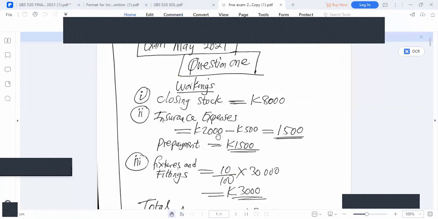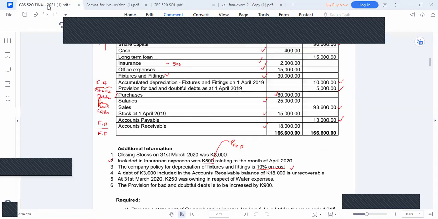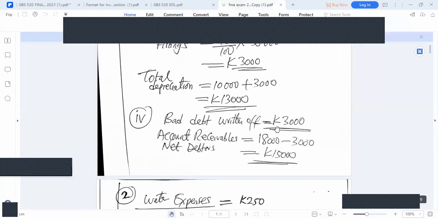So now that we've talked about the important ways of treating them, the closing stock is just as it is. Then the insurance, we'll subtract the 500 there. And the fixed fittings, 10% of 30,000 is what? 3,000. So this 3,000 will total up the depreciation. So I have a total of 10 plus 3. You understand this, huh?